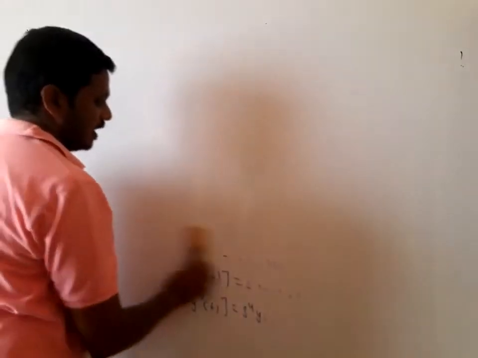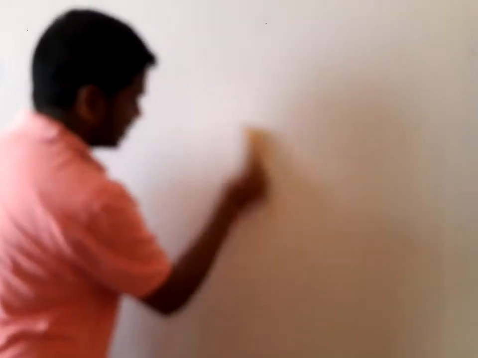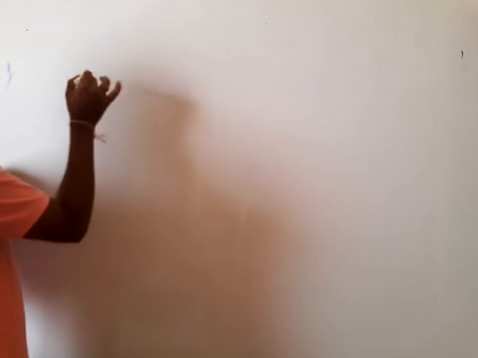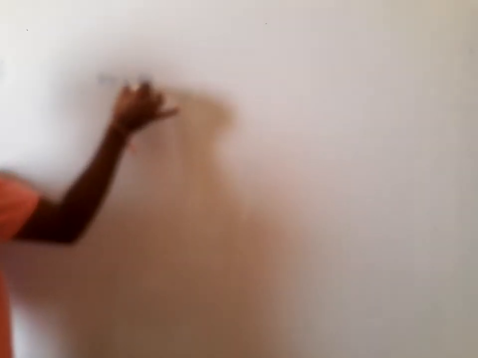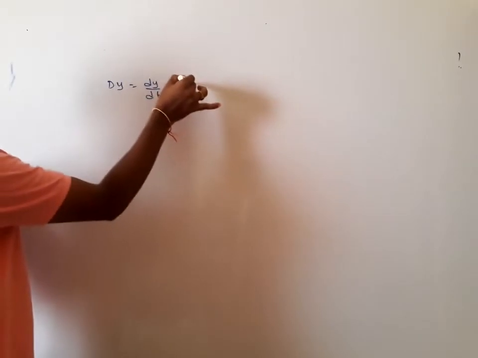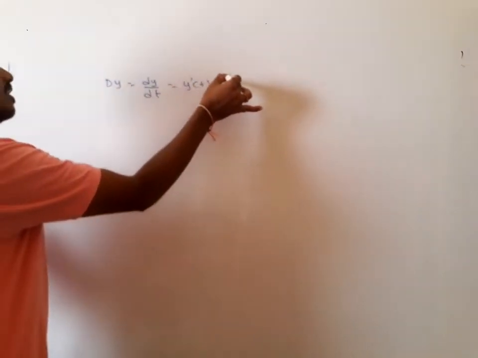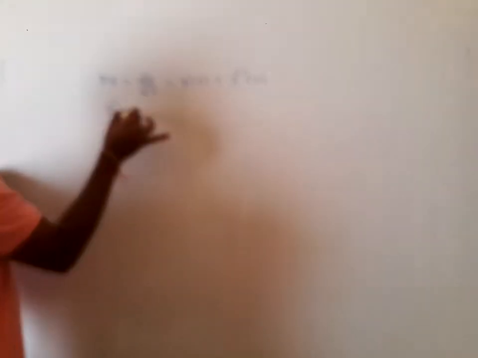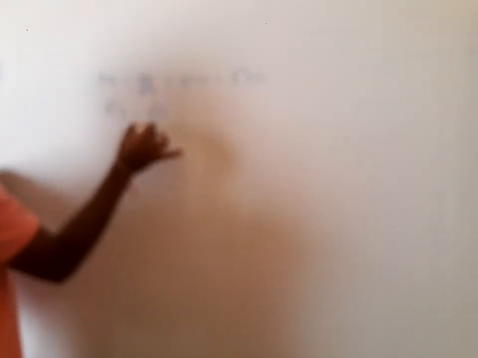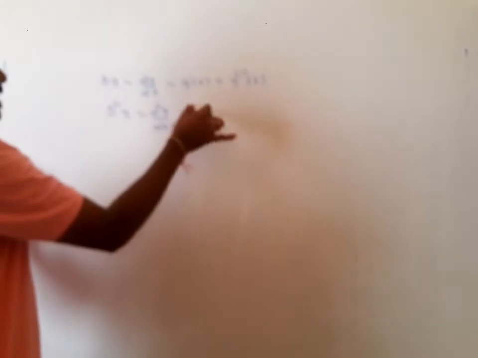If you go for the problem, we'll get clarity, but first some notations I am trying to write here. dy is equal to dy by dt. This is the same as y dash of t. This is the same as y to the power of 1 of t. Next, d square y is equal to d square y by dt square. Here it is y double dash of t.